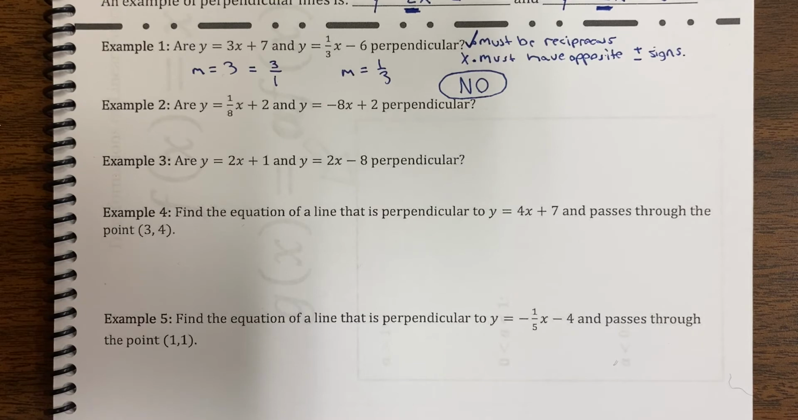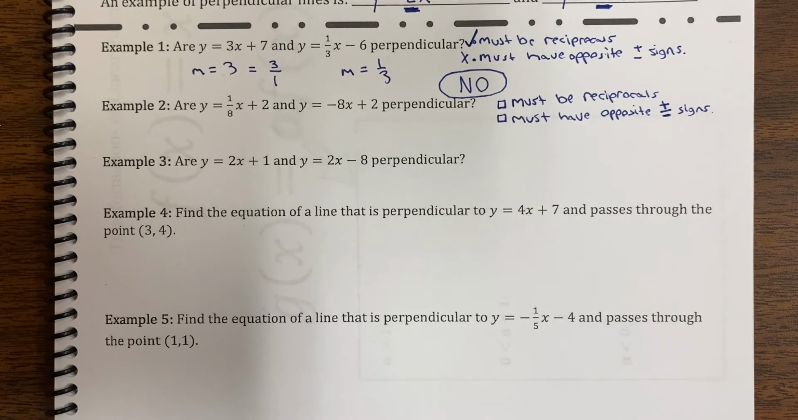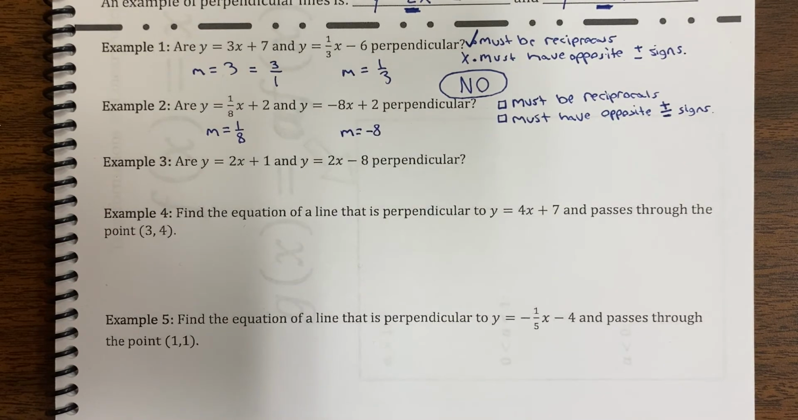Remember, it must meet these two requirements. They must be reciprocals and they must have opposite positive and negative signs. So let's see. This slope is 1/8 and this slope is negative 8. As a fraction, this would be negative 8 over 1.